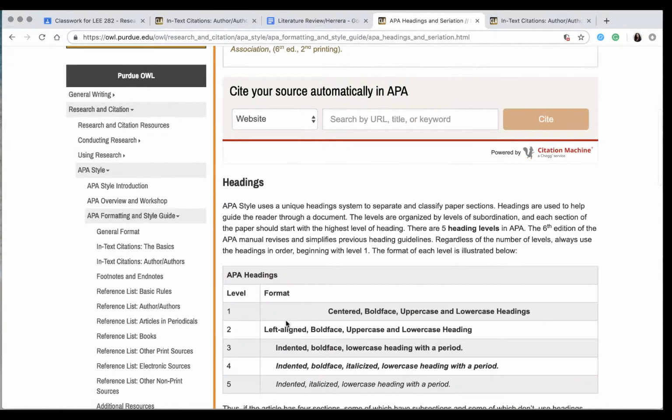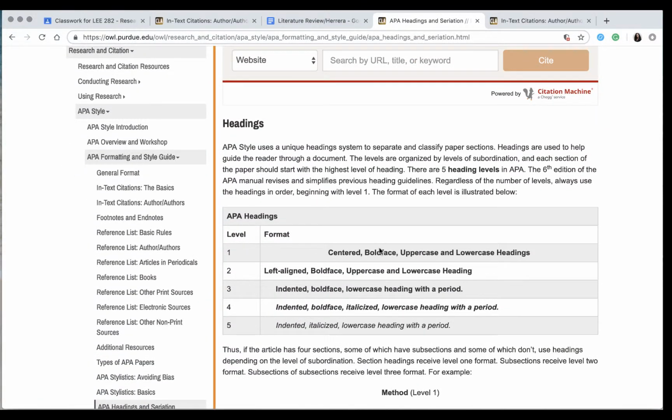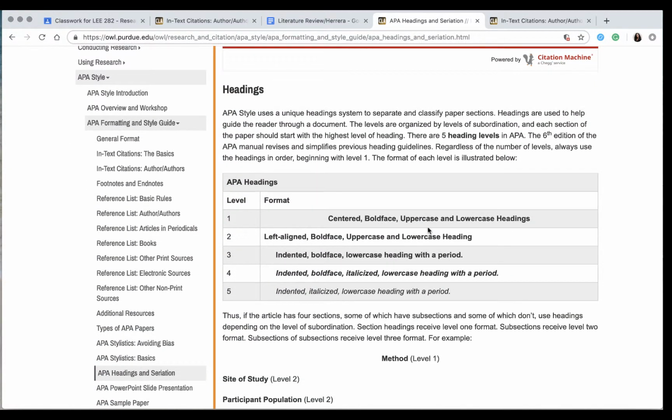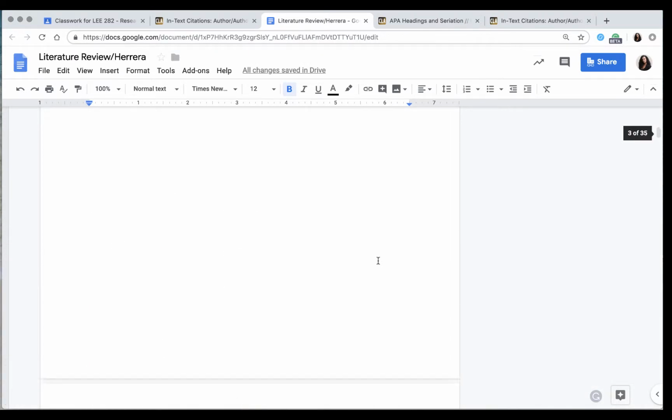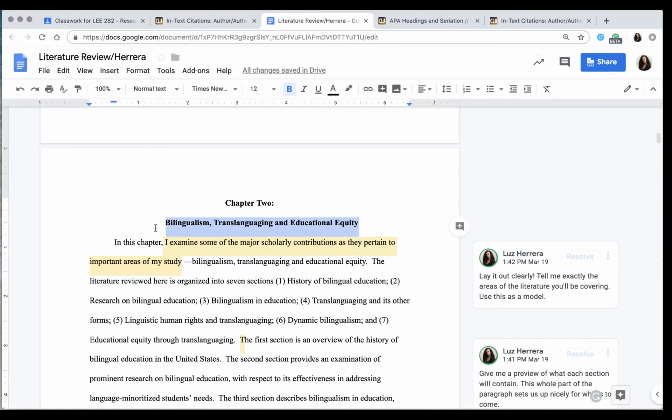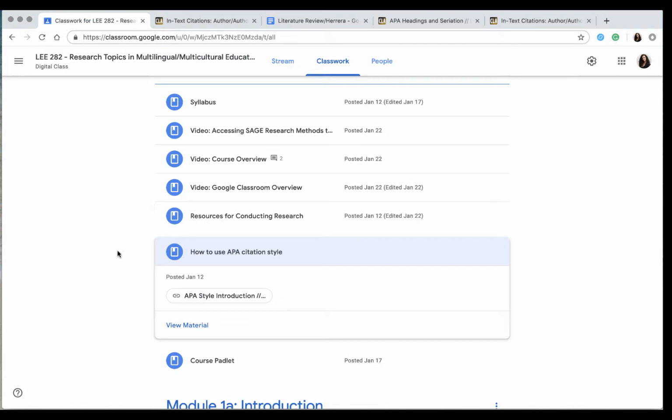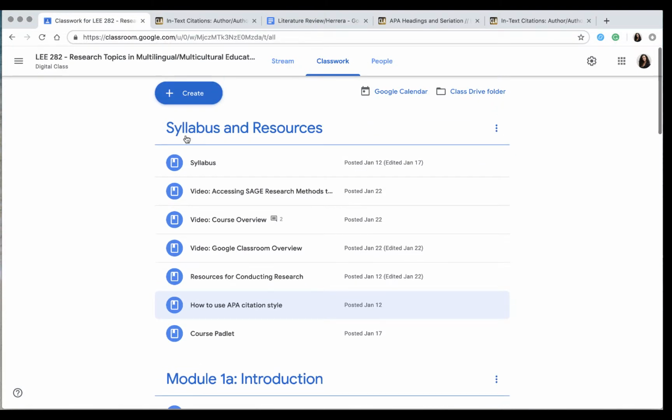Okay, pay attention to the headings. So this is the heading. Level 1 is centered, uppercase and lowercase headings. Level 2 is left aligned, boldface, uppercase and lowercase headings. So level 1 is this, bold, uppercase in the first letter. All right, so where are we at? You know where to find the APA citation style. It's under syllabus and resources.